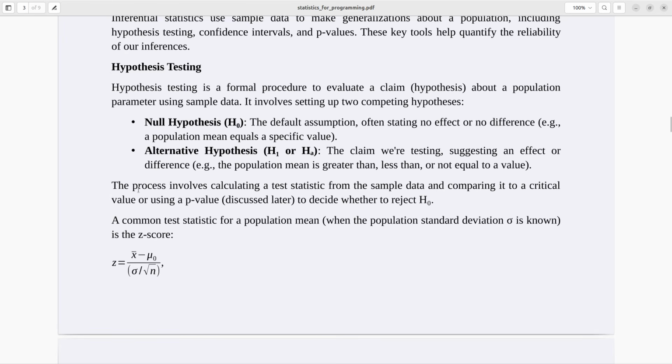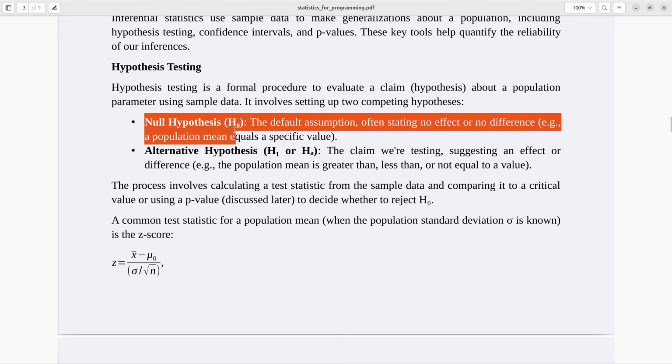So the process of hypothesis testing involves calculating a test statistic from the sample data, and we also need to compare the test statistic to a critical value. We can also use a p-value, which will be discussed later, to decide whether or not we need to reject H0. That is the null hypothesis, okay?